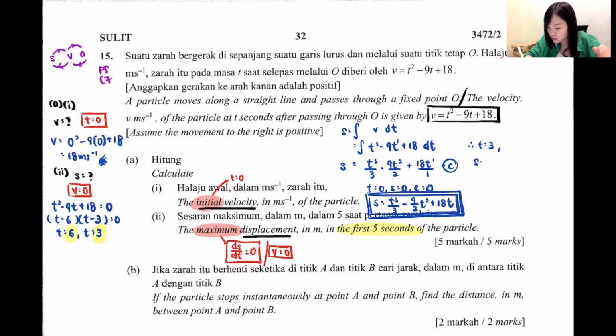So S will equal 3 cubed over 3 minus 9 over 2, 3 squared plus 18 bracket 3. Yay, I get 22.5 meter. So this is my maximum displacement. Maximum displacement is my furthest location. So throughout the whole journey, my furthest location is on the spot 22.5 meter from my origin. Hopefully you guys all understand.